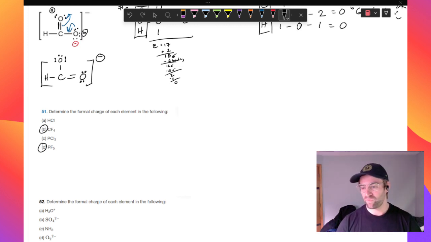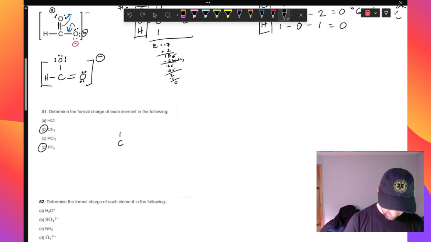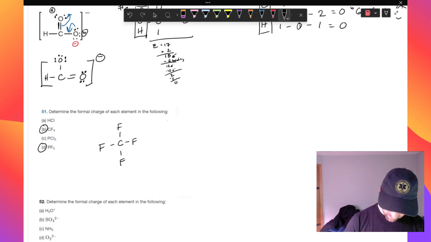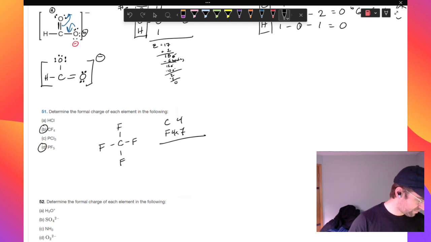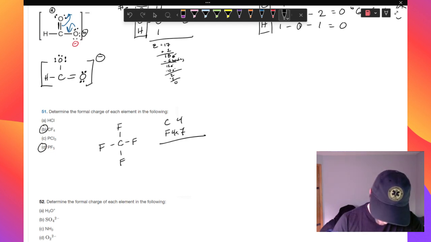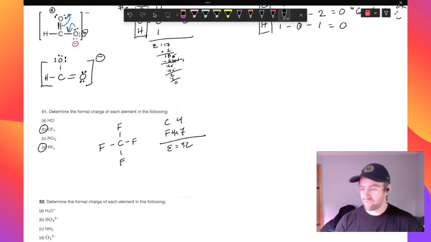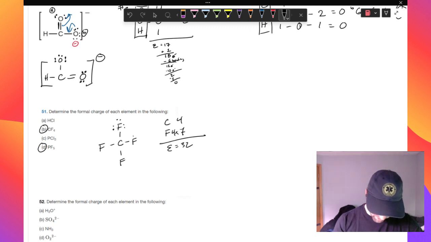So we could just skip to calculating formal charge, but let's go ahead and draw our Lewis structure just to be thorough here. We know that carbon has 4, and each fluorine has 7 valence electrons. Gives us 32 total electrons to account for. Carbon already has a full octet, so we're not going to put anything on there. It's also not hypervalent. So the remaining electrons all have to go on the fluorines.